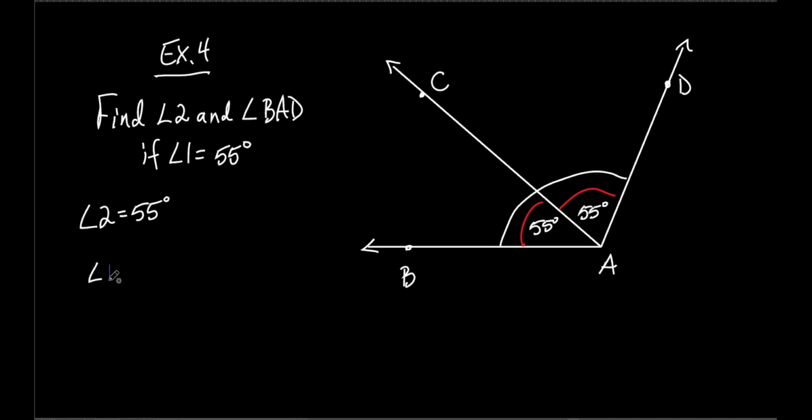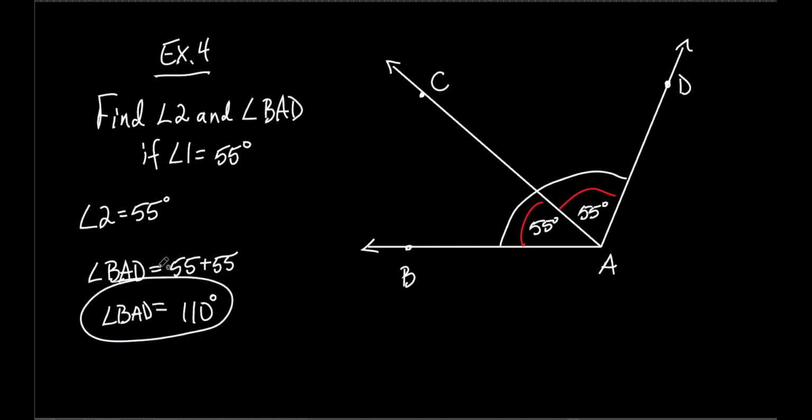So angle BAD, let's show the work. All right, what's the work? You didn't have to do any work here. It's just 55 plus 55, and what is that? It's 110 what? Degrees. And then always label it, all right? So angle BAD is equal to 110 degrees. Don't just put 110 degrees and circle that. Okay, put what it's equal to. Angle BAD is equal to 110 degrees.